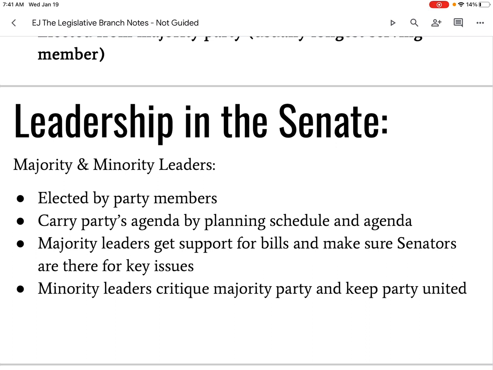Minority leaders, since they can't get stuff passed quite as easily because they do not have the majority in a vote, critique that majority party and try and keep their party united, okay? Our current majority leader is Chuck Schumer. He is a Democrat out of New York, and our minority leader is currently Mitch McConnell. He is a Republican out of Kentucky.